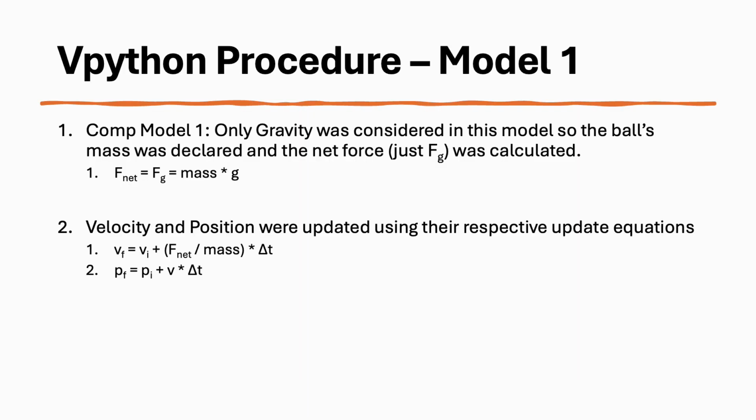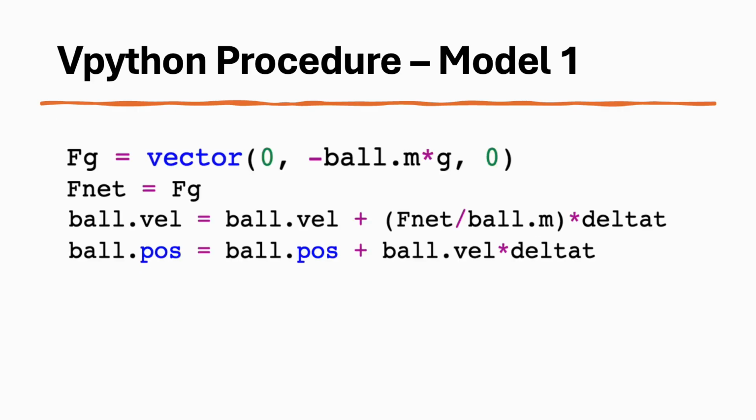For the first model, only gravity was considered, so the ball's mass was declared and the net force on the projectile was calculated: F net equals Fg, which is mass times gravity. The velocity and position of the projectile were updated using their respective update equations: final velocity equals initial velocity plus F net divided by mass times delta time, and final position equals initial position plus velocity times delta time. Here is how it was implemented in VPython.